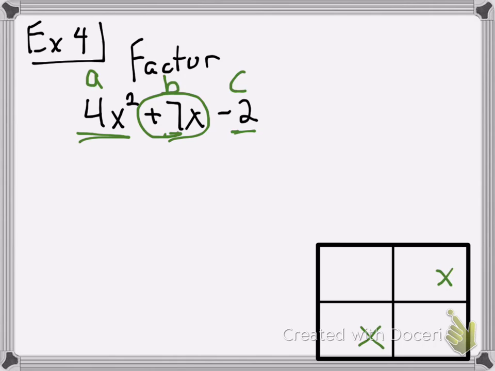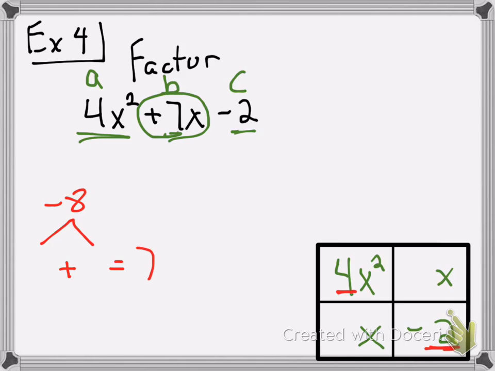4x squared will go in the top left. Negative 2 in the bottom right. Now, here's the cool part about this Punnett square. I can still multiply the a term and the c term. 4 times negative 2, that's negative 8. I can still find factors of negative 8 to add to give me the middle term, which is 7.